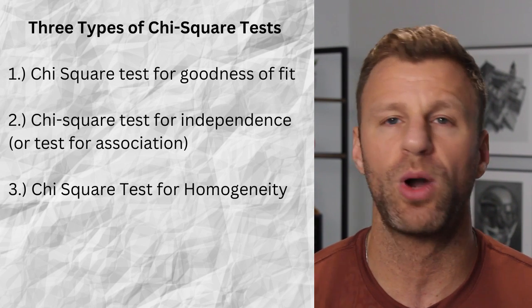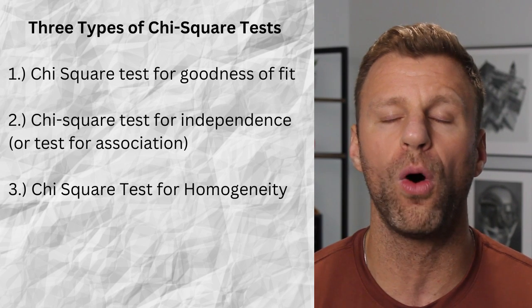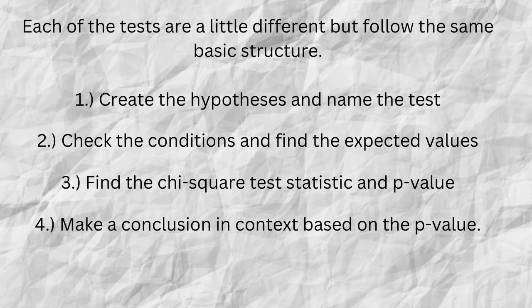Now, regardless of which one of these tests you're going to use, all of them have a very similar structure. Step 1 is to name the test and write the hypotheses, the null and the alternative. Typically here you're going to use words to write those hypotheses. The second step is to check the conditions and calculate your expected values. The third step is to calculate your total chi-squared value and then calculate the p-value from that chi-squared total. And then the fourth step is to make your conclusion. This is where we're going to compare our p-value to our alpha level to determine if we're going to reject the null or fail to reject the null hypothesis.